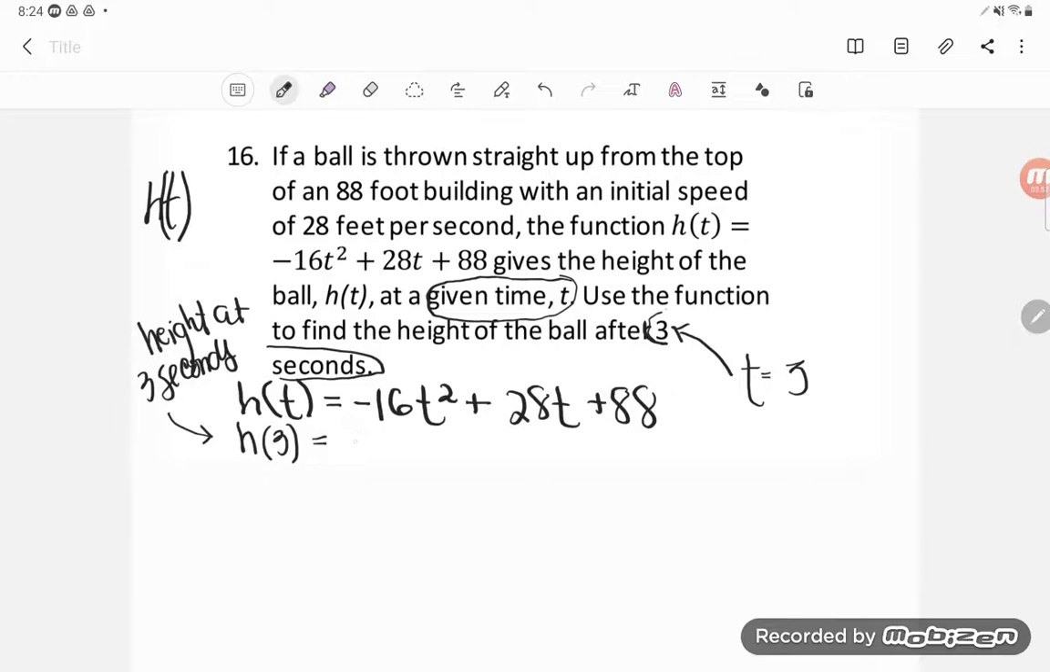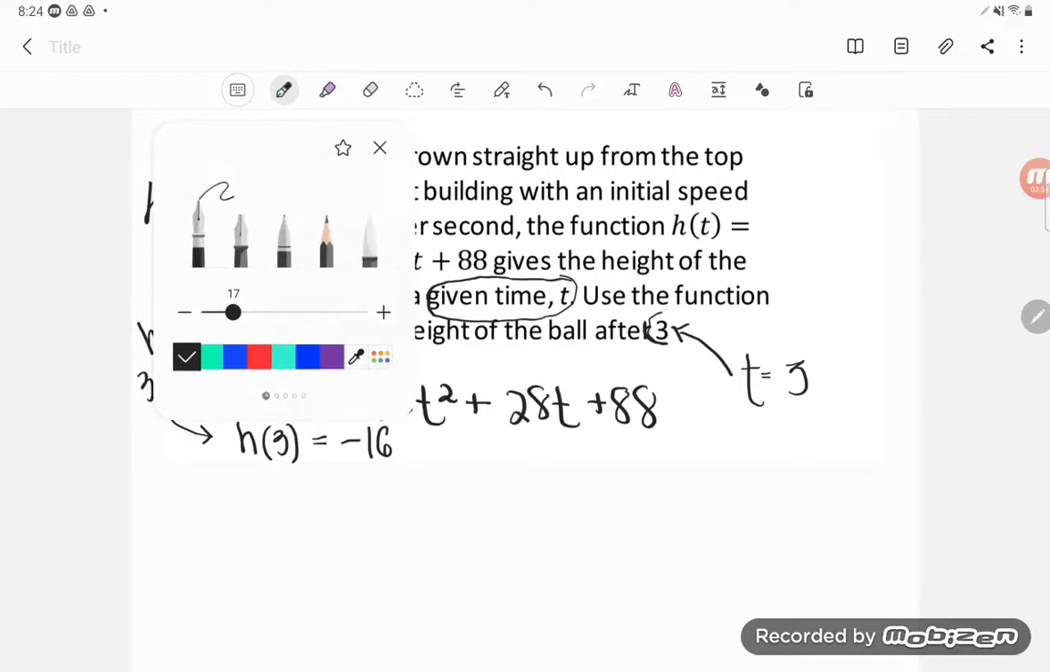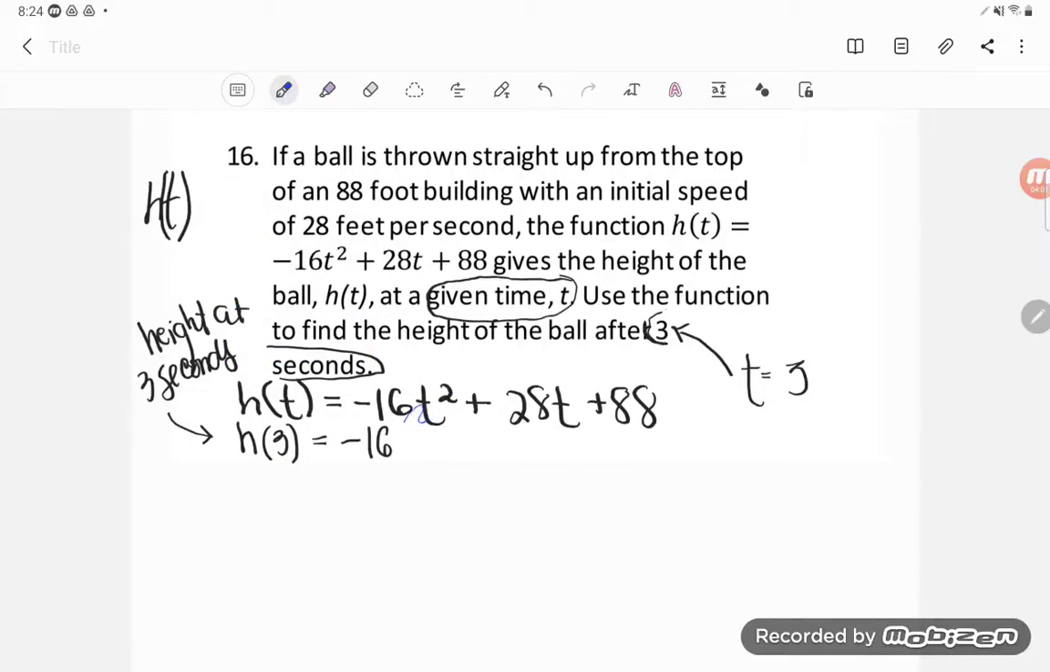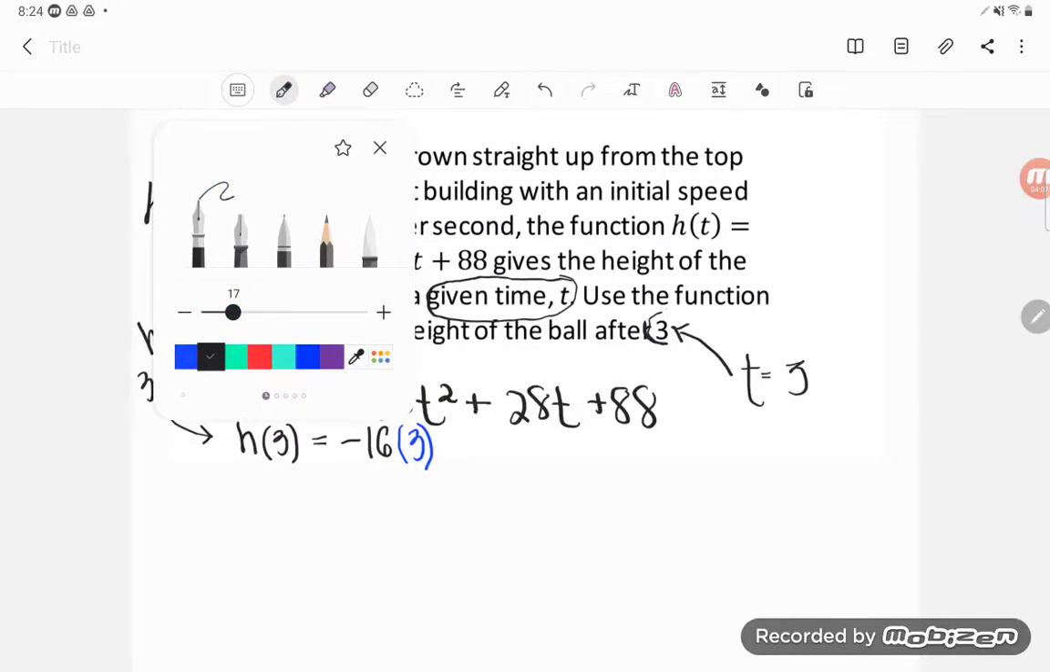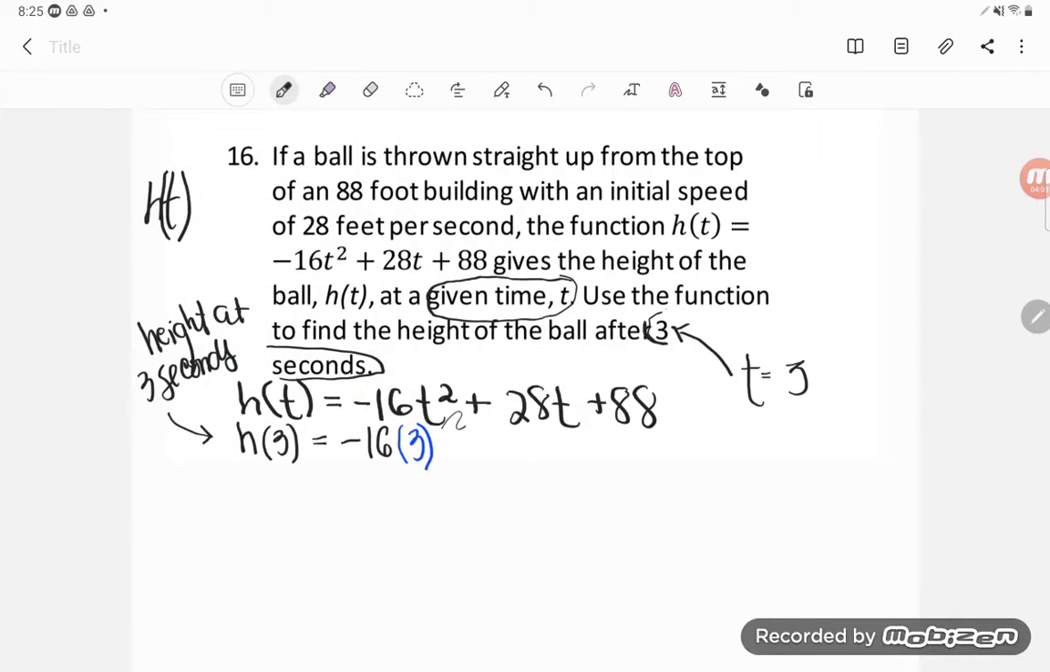Okay, so h of 3 is equal to, and then I'll start plugging my t in, negative 16, and see how it's a t squared? Well, t is not a mystery anymore. I know what t is. T is 3, and so where I once saw t, I'm going to plug in 3. Notice how I do it in parentheses, because that t is shoved up against that negative 16, which means multiplying. And notice how my exponent goes outside of the parentheses.